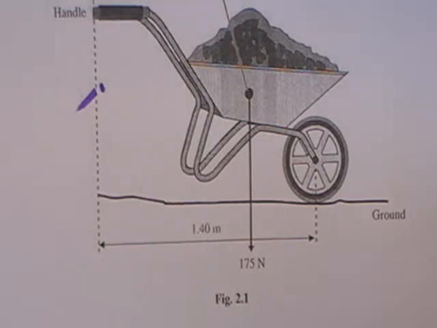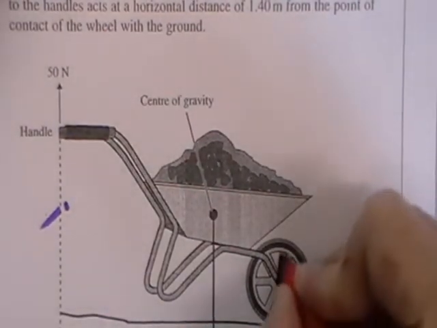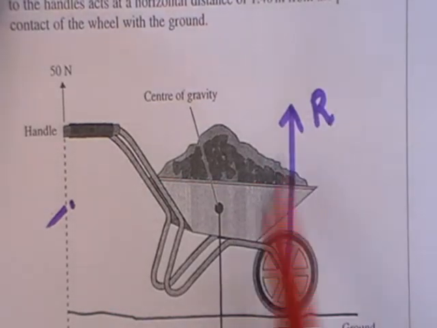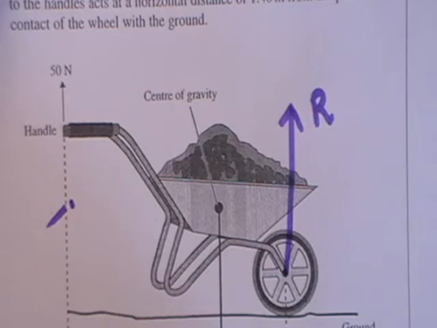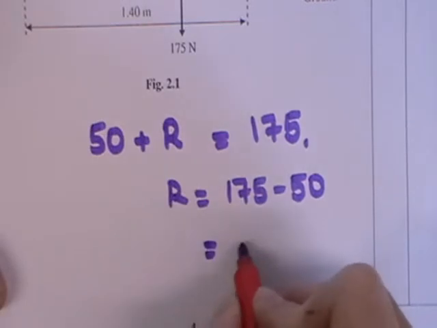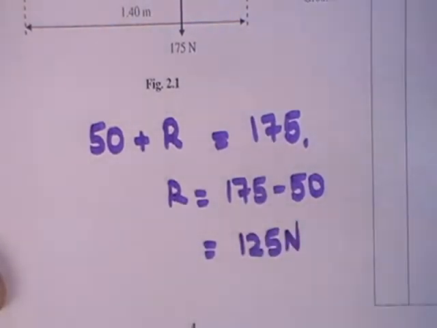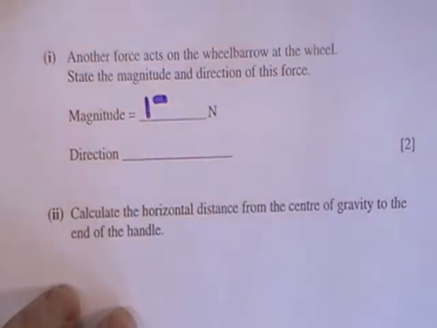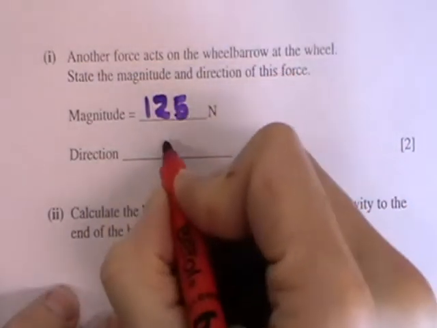Another force acts on the wheelbarrow at the wheel. State the magnitude and direction of this force. If I just draw this in, there it is there, and that's your reaction force up. The magnitude of it: your upward forces, 50 plus R, are equal to your downward force of 175, so R is equal to 175 minus 50. It comes out to be 125 newtons, and it is upwards. So the magnitude is 125 newtons, and it's up.